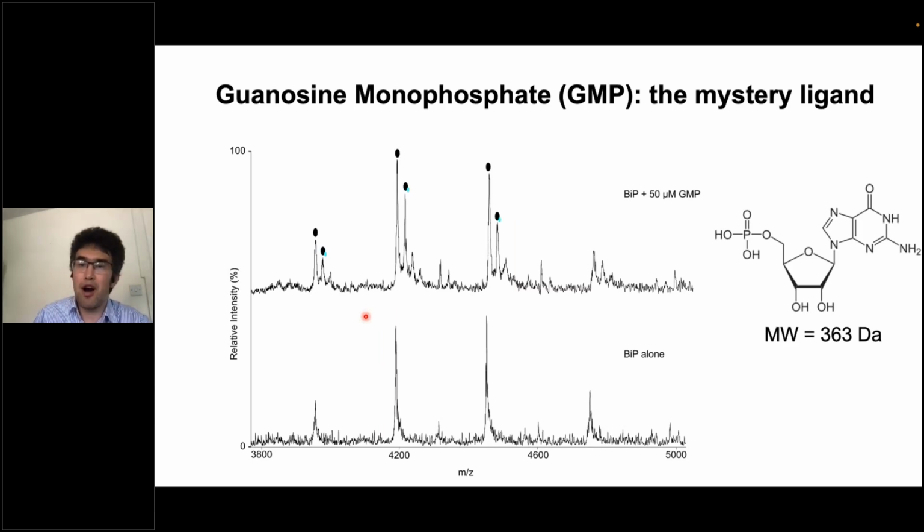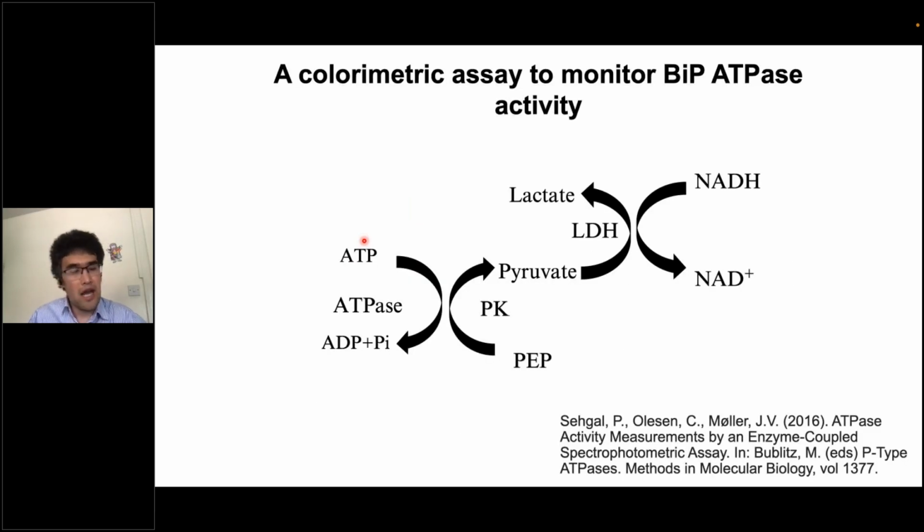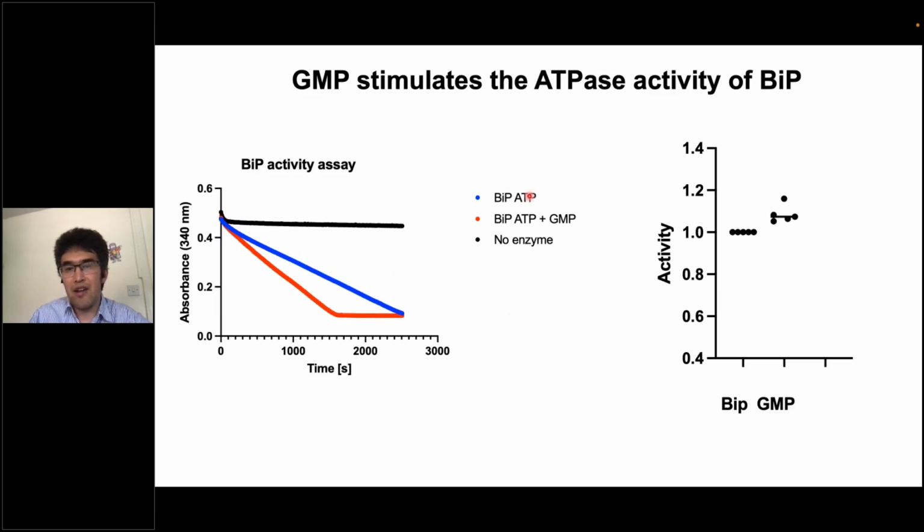To validate that possibility, I purchased exogenous guanosine monophosphate and added it to the protein. Gratifyingly, between BiP apo and BiP incubated with guanosine monophosphate, there is significant binding taking place, and this mass charge series that I observed overlaps exactly with what I saw before, which is strong evidence to suggest that this is that ligand. To see the biological relevance, my collaborator has a nice ATPase assay that we used, and he found that GMP, guanosine monophosphate, stimulates the ATPase activity of BiP by around 20%. So it suggests that there is some biological relevance here.